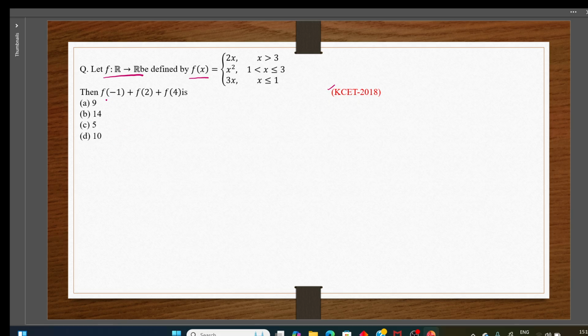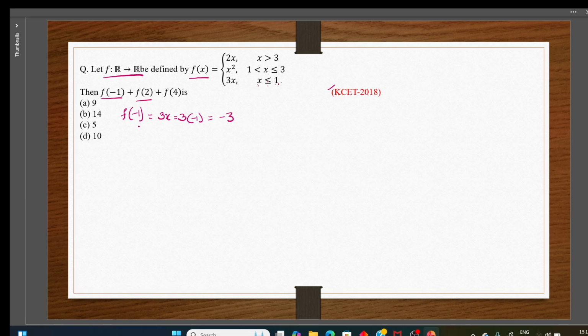Here the first one is f of minus 1. So x value is minus 1, which is less than or equal to 1, so x is less than 1 we have to consider: 0, minus 1, minus 2, minus 3, and so on. What is the function here? 3x. In the place of x substitute minus 1. So we get minus 3 as the answer.